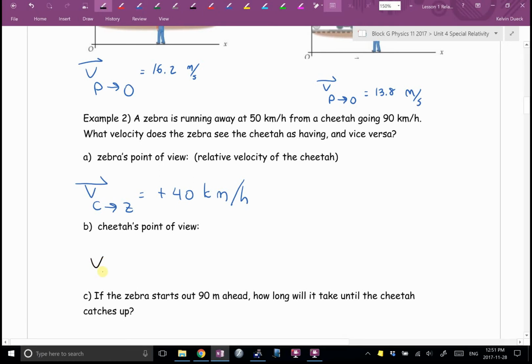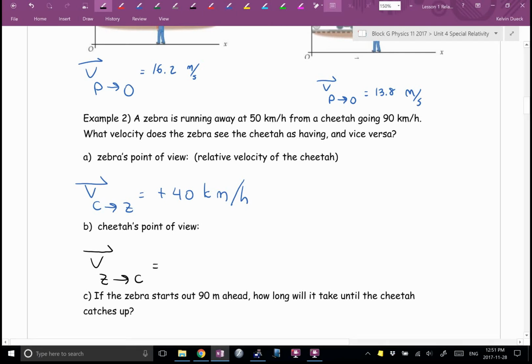What about from the cheetah's point of view? So what's the velocity of the zebra relative to the cheetah? Well, what does the cheetah see? It sees the hindquarters of the zebra getting closer and closer, which really, Morgan, I'm going to argue mathematically is the same as if the cheetah was stopped and the zebra was walking backwards towards it. It's exactly the same phenomenon. I see the hindquarters getting closer.